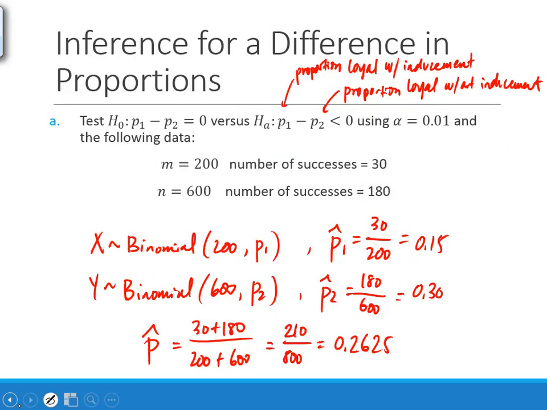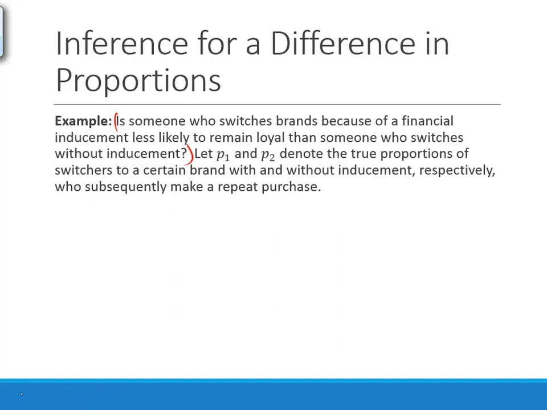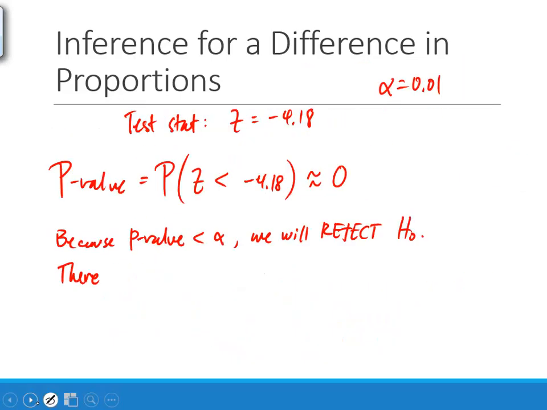And if you're ever wondering how to interpret an alternative, you can go back to your question of interest. The question originally asked, is someone who switches brands because of inducement less likely to remain loyal than someone who switches without inducement? Well, yes, we found evidence for that. So you can just say there is evidence that, and then start in right there. There is evidence to conclude that someone who switches brands because of, and so on. So you can look back to your question of interest to think about how to interpret these things.